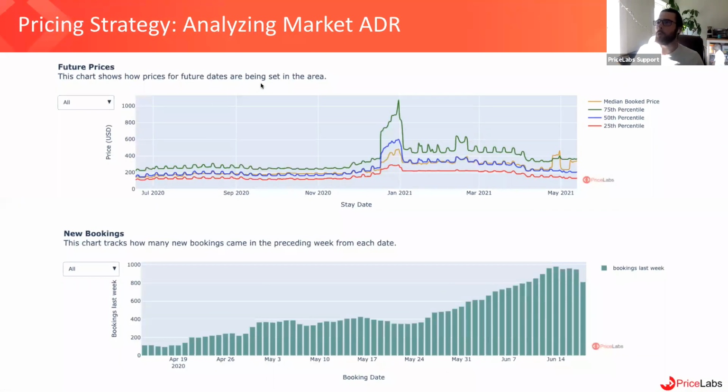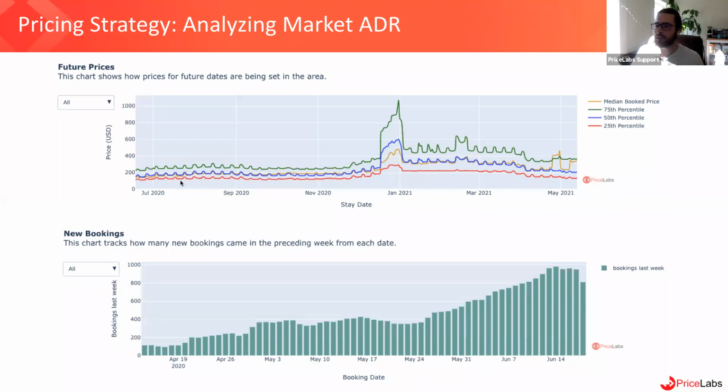So when looking at ADR, the two graphs that are going to be most helpful here are future prices and new bookings. Future prices get updated on a daily basis, and tell you for your specific market what is the median, bottom 25%, and top 25% of prices for all future dates. On the right-hand side, there's a feature that a lot of people overlook: median booked price. If you click on that, you'll see a yellow line appear over your data.